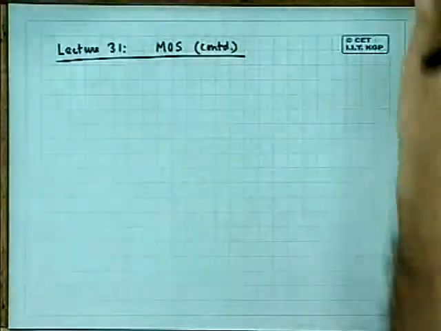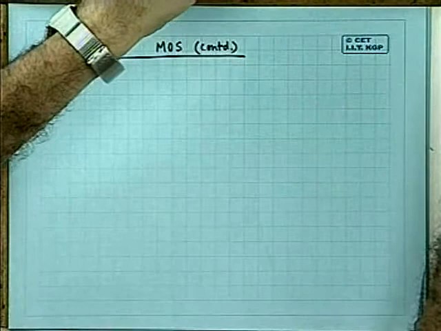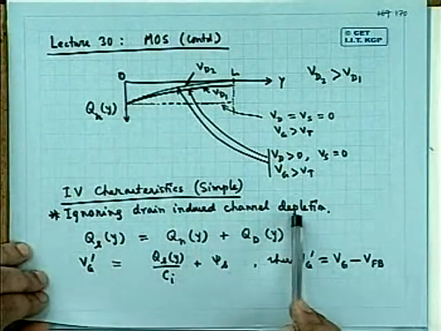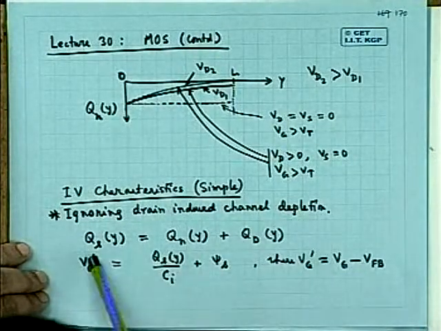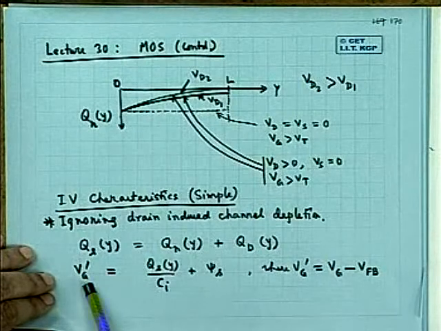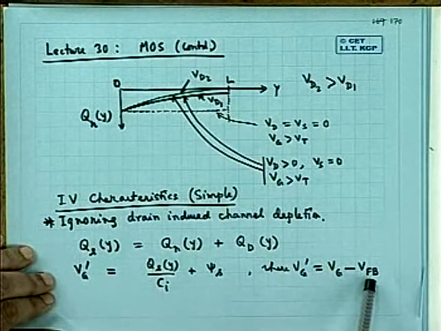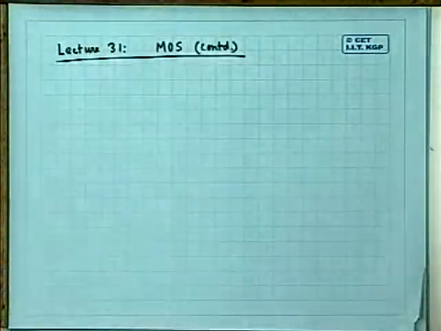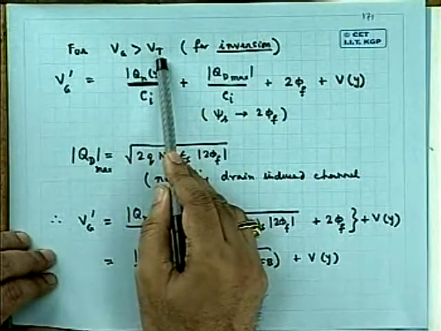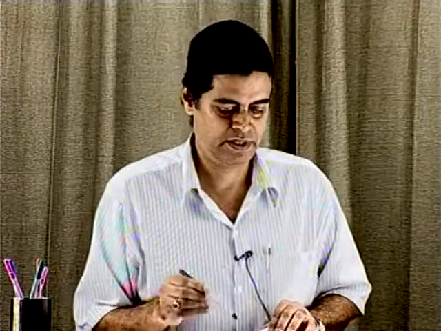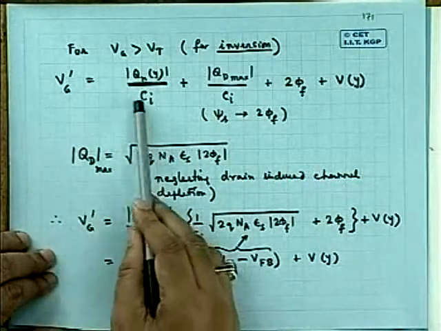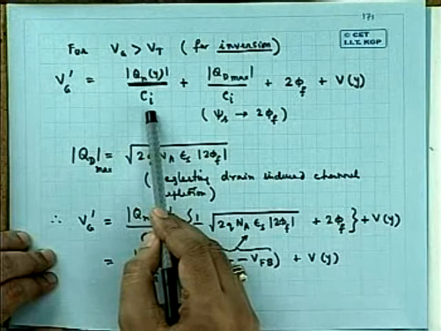Then, you remember, in the last class, we considered a simple model where we ignored the drain-induced channel depletion. And hence, ultimately, we first wrote down the equation for QS, then the VG dashed, where VG dashed is the voltage over and above the flat band voltage. Then we wrote that when inversion, that is when VG is more than VT, that means the channel is inverted, then we wrote for VG dashed like this, where the component QN(y) by CI is coming due to inversion.